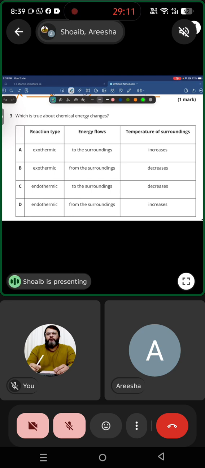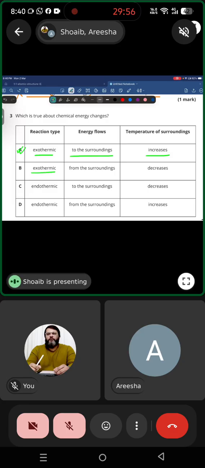So the temperature of the surroundings is increasing. Is it increasing to the surroundings or from the surroundings? We can also check by exothermic and endothermic. This one is a difficult one. Sometimes I tell the students to solve one column at a time, but we have to read the whole statement. Now let's read the whole statement. Exothermic to the surroundings: it gives energy to the surroundings, so the temperature of the surroundings increases. Yes, A is the correct answer.